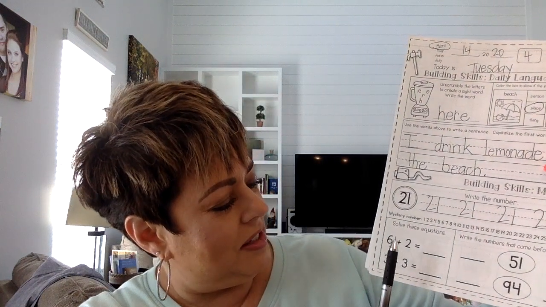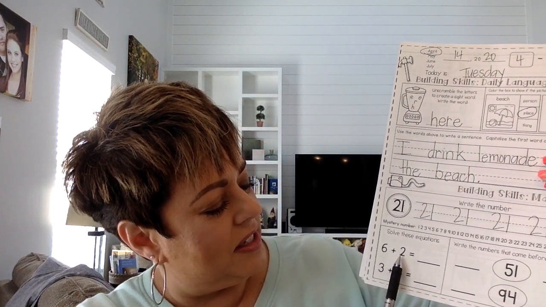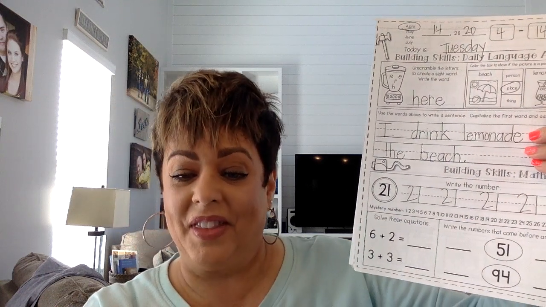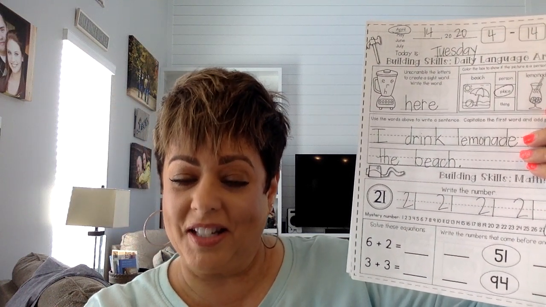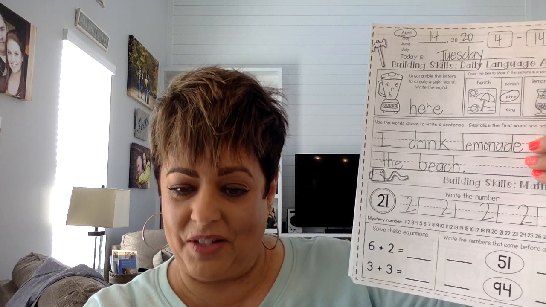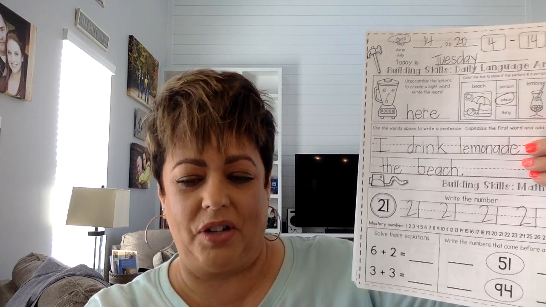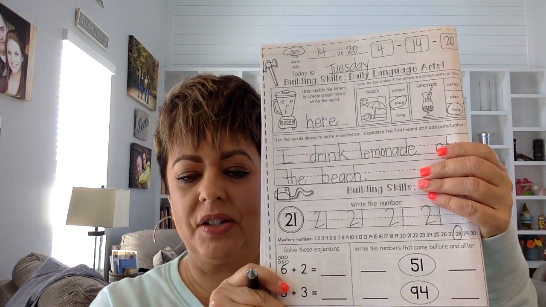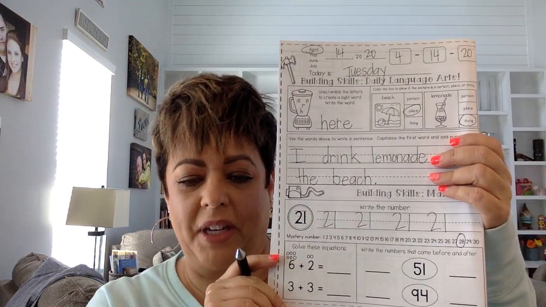Here are two equations. 6 plus 2. This is a little bit bigger. We can still use our fingers if you would like, or you can draw a picture. Today, Mrs. Hoffman's going to draw a picture. I'm going to draw 6 circles above the number 6 to help me. I drew 6 circles above the number 6. I'm going to draw 2 circles above the number 2.